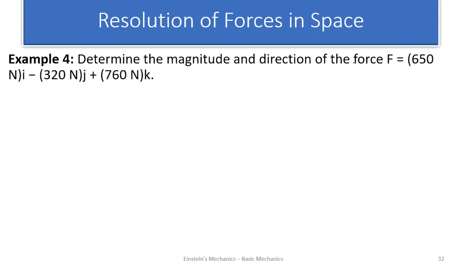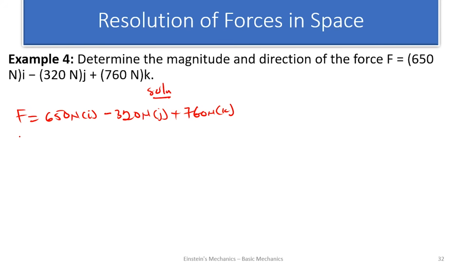Determine the magnitude and direction of the force F. 650 Newton I, 320 Newton J, 760 Newton K. Do you remember the IJK system? Yes, that's the importance of the IJK. So my force F is 650 Newton I minus 320 Newton J plus 760 Newton K.